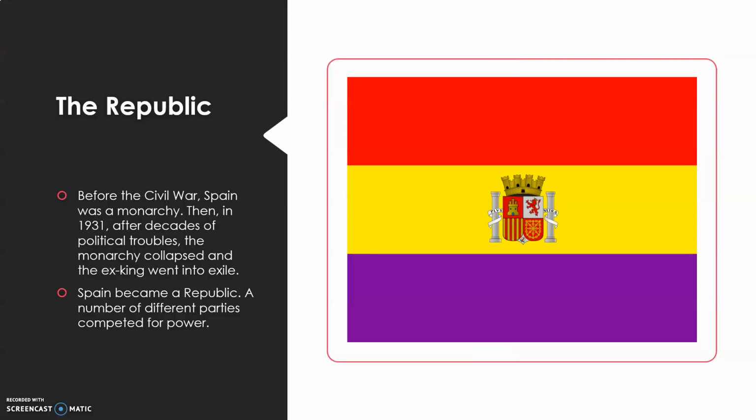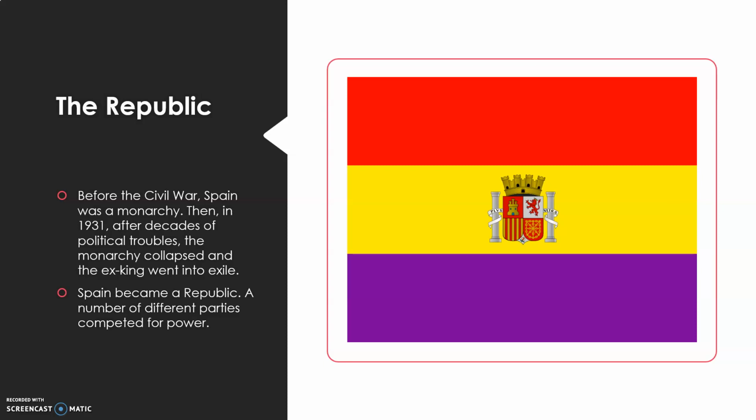Alright, so let's start with the Republic. In the lead up to the Spanish Civil War, going right back to the fall of the Roman Empire, Spain or its precursor kingdoms were monarchies. After a period of pretty significant political turmoil, in 1931 the monarchy was on its last legs. The king abdicated after a number of political problems, and went into exile elsewhere in Europe, I think in France from memory, although I could be wrong about that.